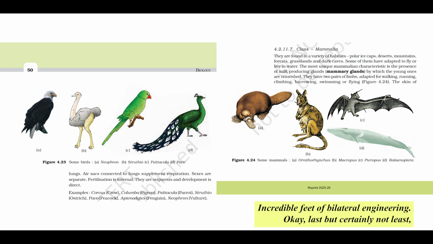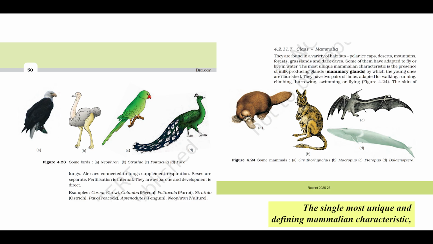Okay, last but certainly not least, class Mammalia. Yes, class Mammalia. This is the class we belong to. Mammals are incredibly diverse and are found in almost every habitat on Earth, from polar ice caps to deserts, oceans to forests. Some have even adapted to fly, bats, or live their entire lives in water, whales and dolphins.